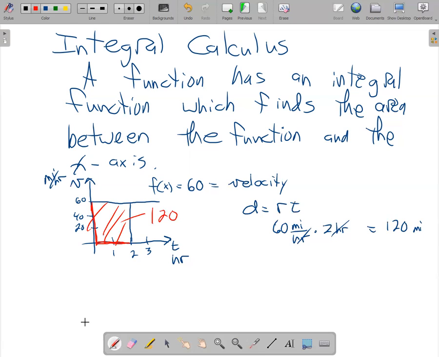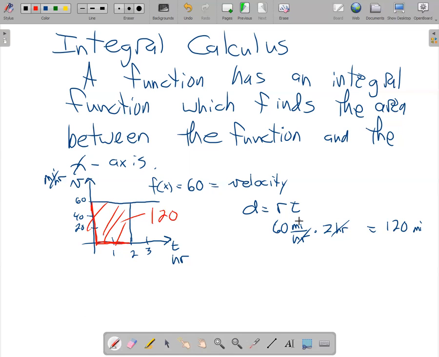Okay, so the idea of taking speed, which is the rate of change, the derivative of position, and doing this idea of area under the curve between it and the x-axis, that's the idea of the integral. Now, sometimes that's really easy, like that was super easy.